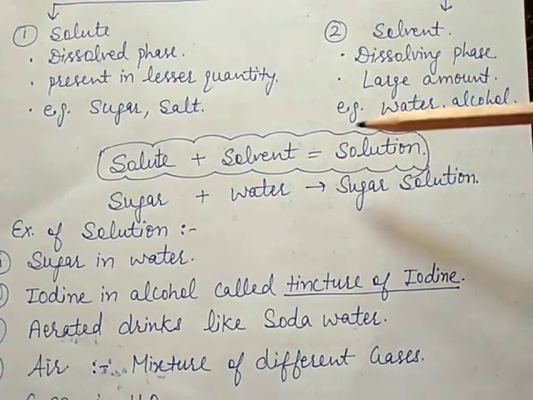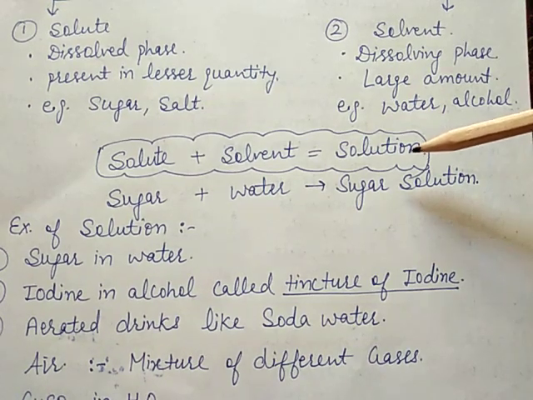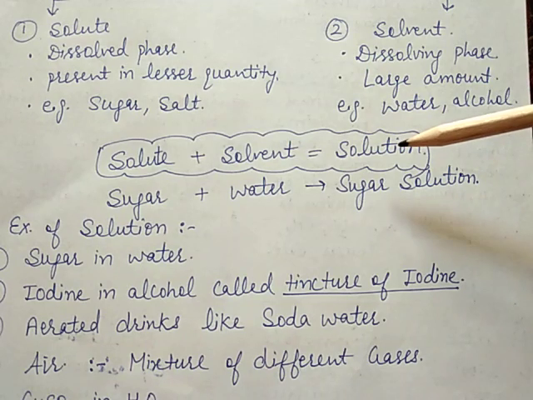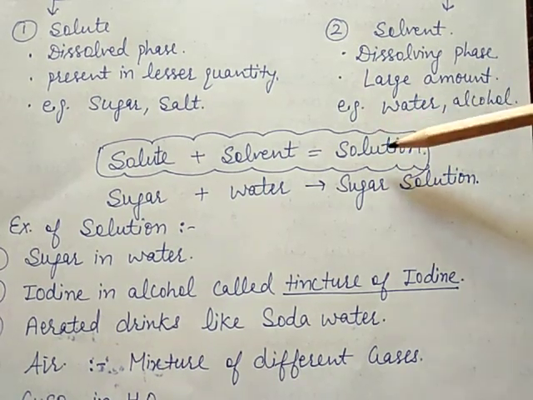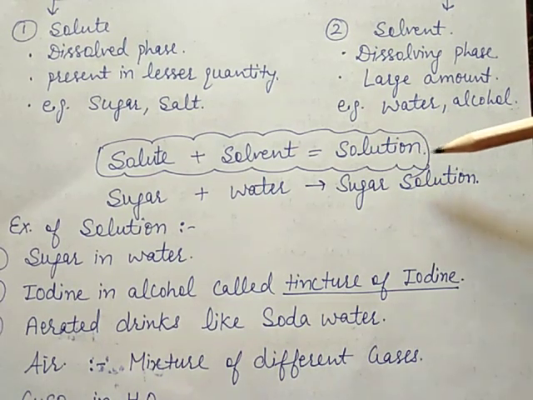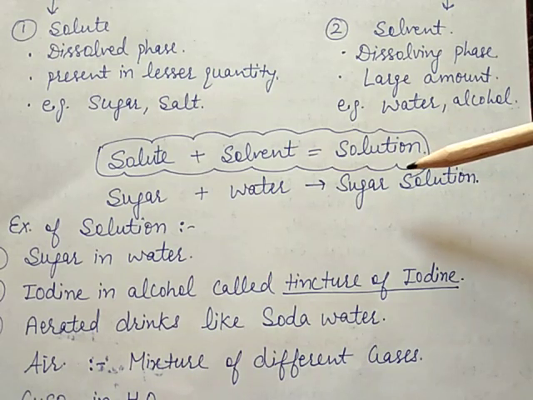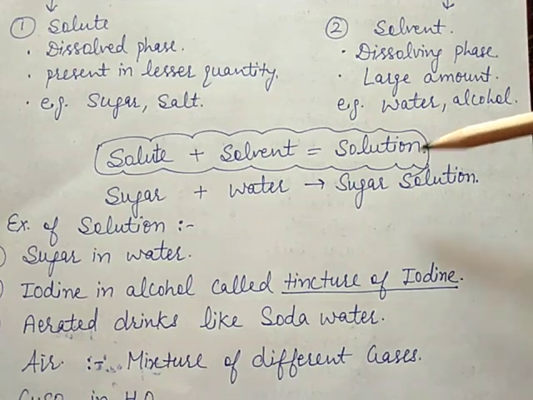Now types of solution. Solutions are mainly three types. First, solid solution, in which the solid acts as a solvent. Second, liquid solution, in which the liquid acts as a solvent. Third, gaseous solution, in which gas acts as a solvent. These are mainly three types of solution.